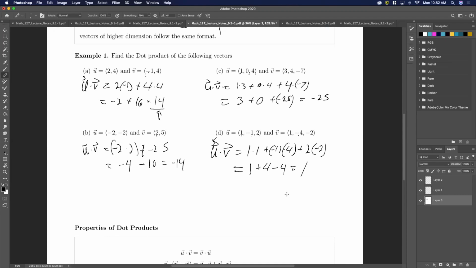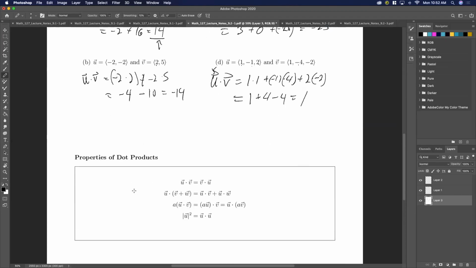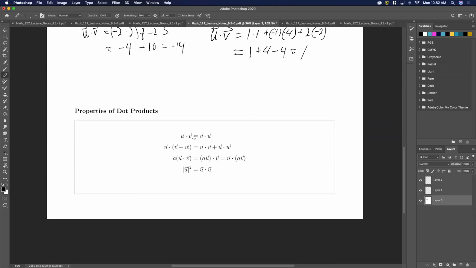Okay. All right, so some properties of dot products. Here we have u dot v is the same as v dot u, so it doesn't matter what order I do it in. Here, if I add up two vectors and then do the dot product, it's the same thing as doing the dot product of the two vectors and then adding it.